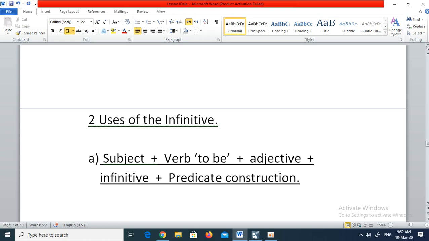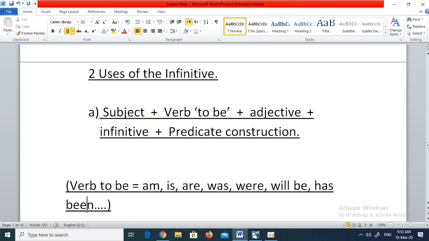And we start with the subject. We put in then the verb to be, any form of the verb to be. We then put in an adjective. We then put in an infinitive. And we then put in the predicate. So let us take a look at some examples.